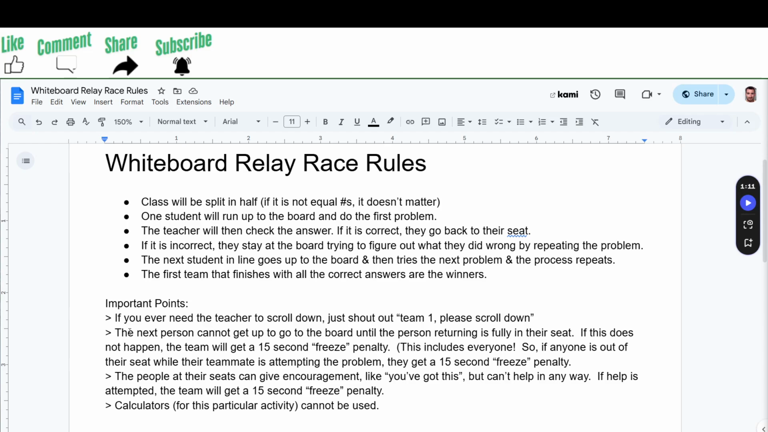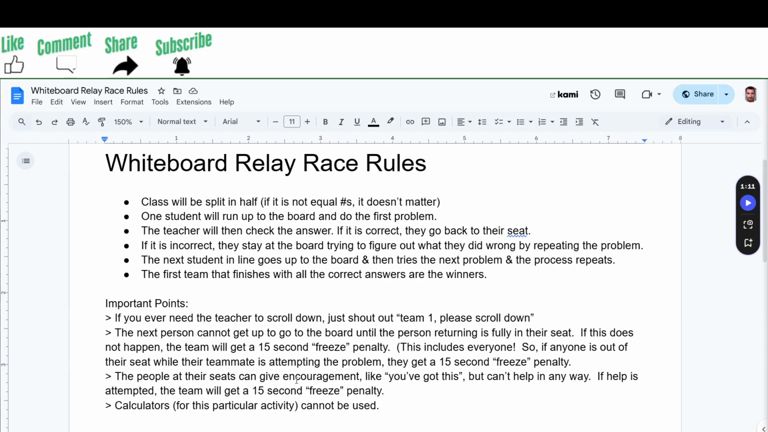The next person cannot get up and go to the board until the person returning is fully in their seat. If this does not happen, the team will get a 15-second freeze penalty. This includes everyone, so what that means is if anyone is out of their seat while their teammate is attempting the problem at the front board, the whole team has to get a 15-second freeze penalty again. The people at their seats can give encouragement, like you've got this, but they can't help in any way. If help is attempted, the team will get a 15-second freeze penalty.